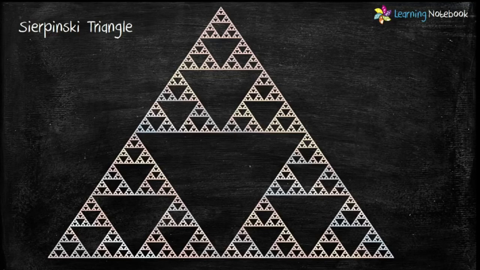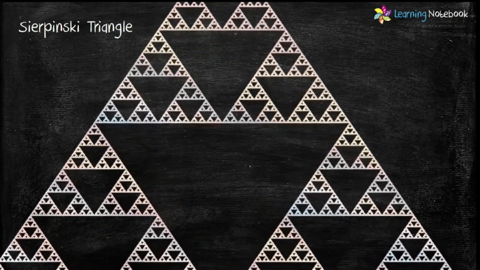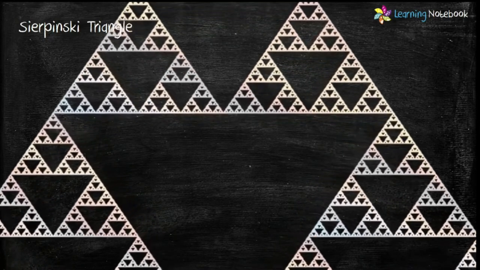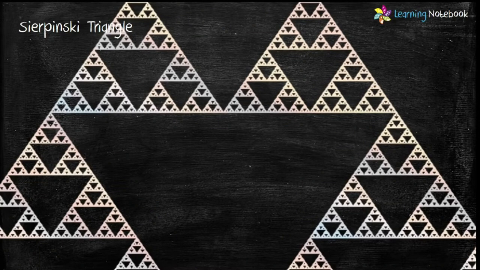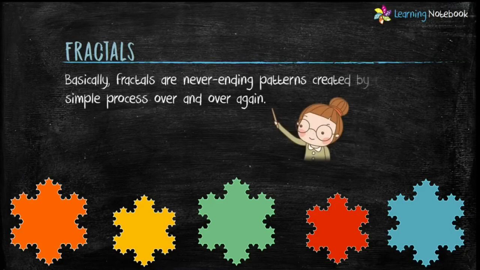For example, take a look at this beautiful fractal called Sierpinski triangle. Each part of this fractal is similar as the original shape. You can see any part, like the part highlighted here in yellow is itself a fractal, or the part highlighted in red is also a fractal, or even a smaller part highlighted in blue looks same as the original shape. So, no matter where we look, we will see the same pattern over and over. So never-ending patterns like this that on any level of zoom look roughly the same are called fractals. So students, basically fractals are never-ending patterns created by repeating a simple process over and over again.